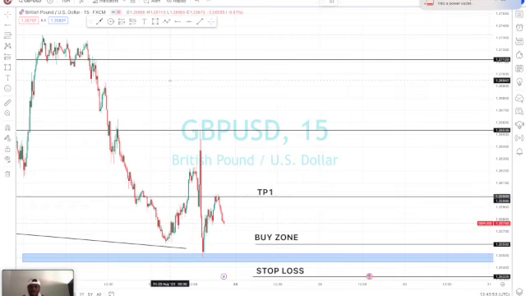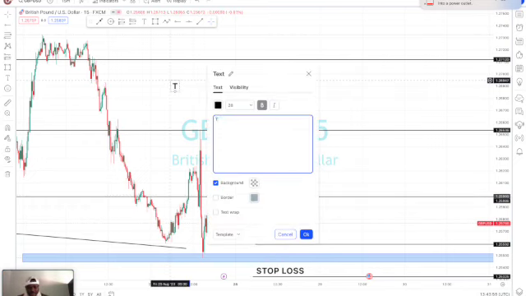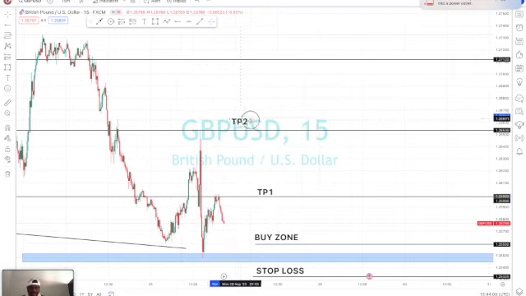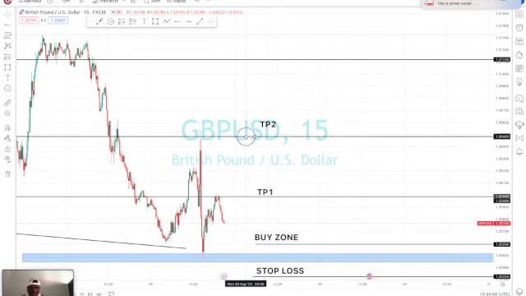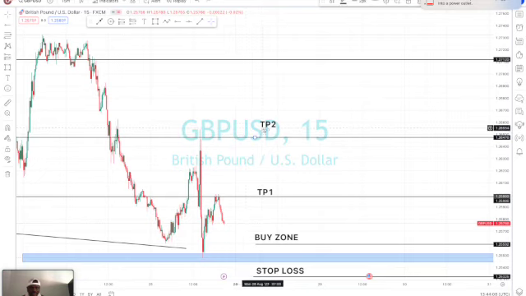Then we have also second TP. TP2 will be here. Tomorrow is Monday. Tomorrow market is going to be a little bit crazy, although we have a lot of time before the market will start buying or selling, because market opens around 11 in Italy, 11 p.m.